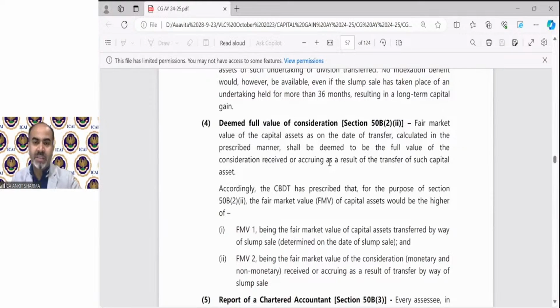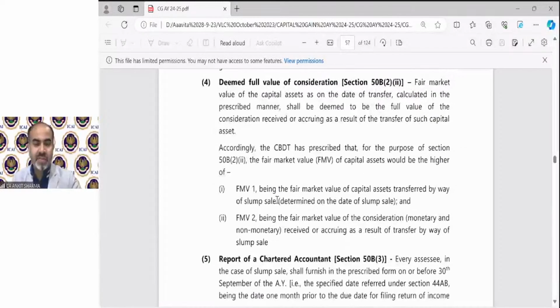Accordingly, CBDT has prescribed that for the purpose of section 50B(2), the fair market value of the capital asset would be the higher of FMV1, being the FMV of the capital asset transferred by way of slum sale determined on the date of slum sale, and FMV2, being the fair market value of the consideration, monetary or non-monetary, received or accruing as a result of transfer by way of slum sale. So FMV2, they are saying, whatever consideration you are getting, that will be treated as FMV2.